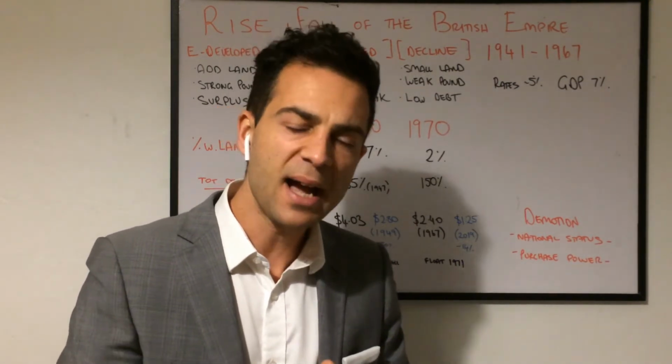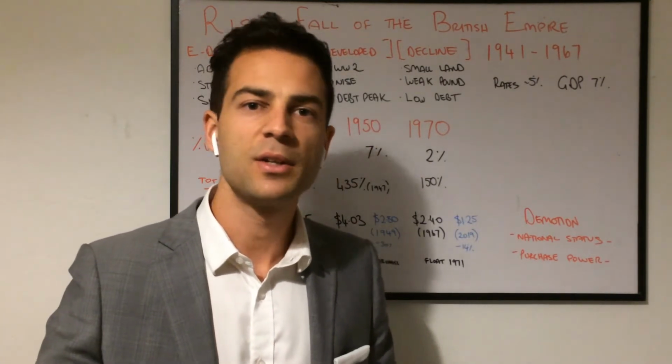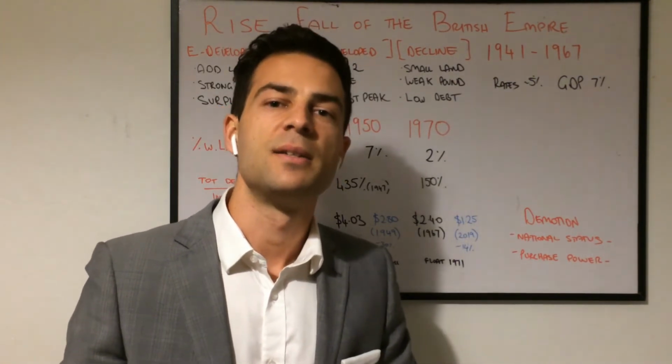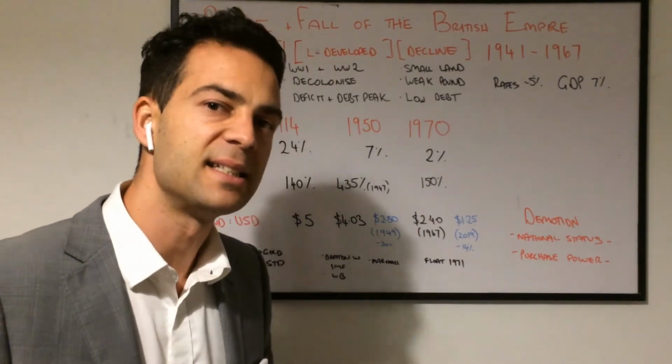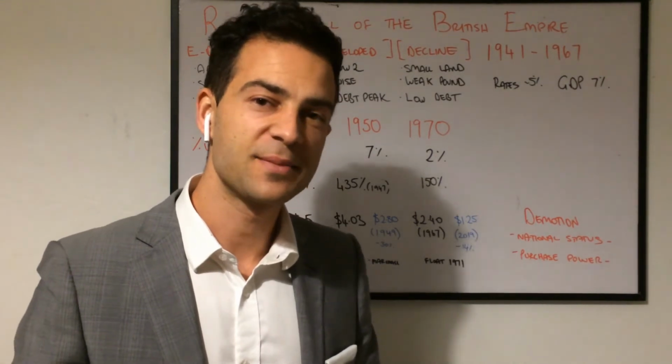But it wasn't for free. You see, the pound now bought $2.40. So you started with a pound that bought $5 back in 1914. Now it bought $2.40 by 1967. And if you look at the pound today, it buys $1.25.